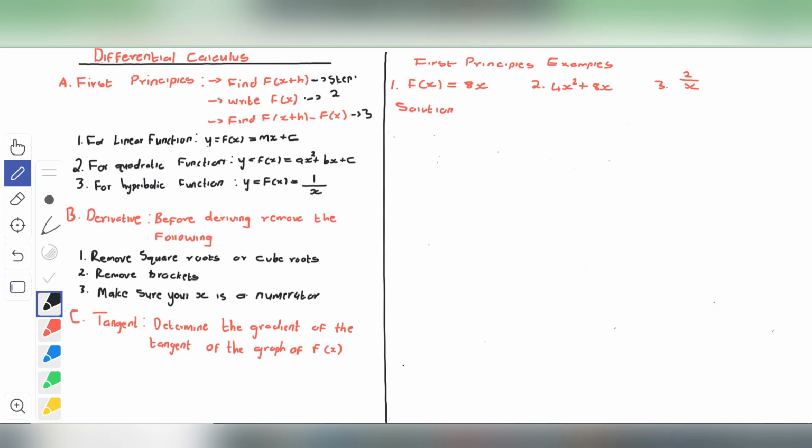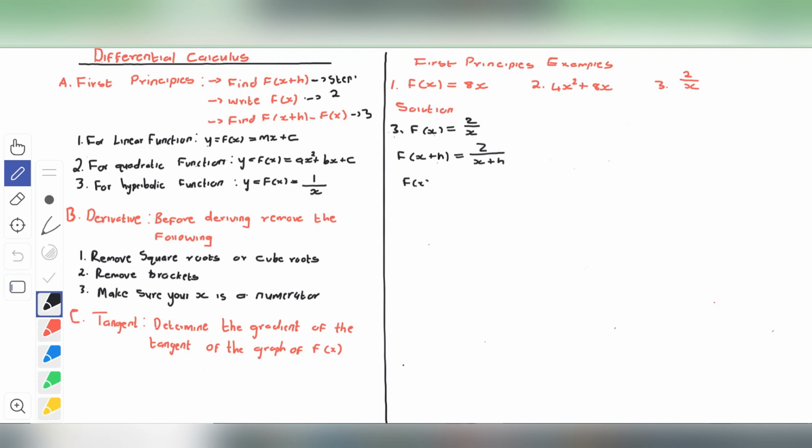Okay, guys, now let's do the last example for the first principle, which is f of x equals 2 all over x, right? Like I said, the first step is to do what? Find f of x plus h. Therefore, it's going to be 2 all over, and as said, wherever you see x, you're going to replace it with x plus h, right? Therefore, we can simplify it further. Then we go to the second step, whereby we write f of x.